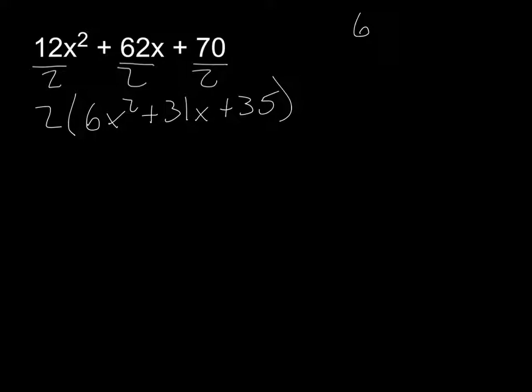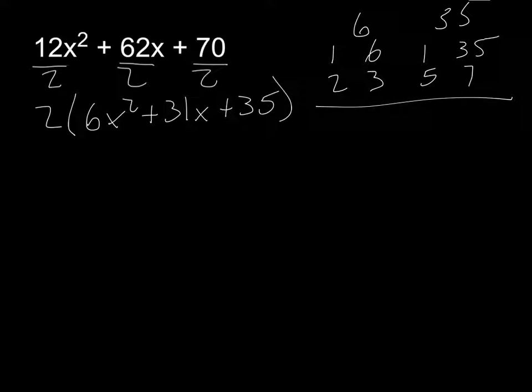The factors of 6 are 1 and 6, 2 and 3. The factors of 35 are 1 and 35 and 5 and 7. Now, let's take a look at the first option there. 1 and 6. I could have 1 and 35, or I could have 6 and 1 and 35.